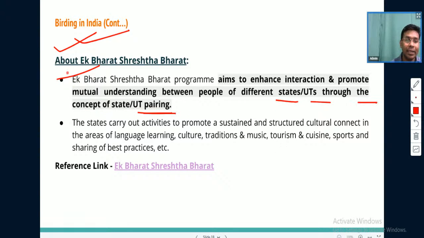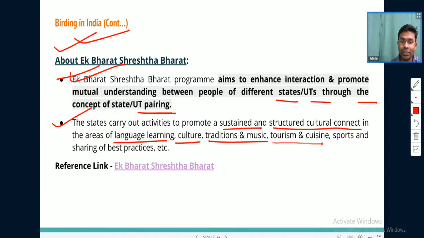Okay, so under Ek Bharat Shresth Bharat, they are trying to promote the interaction and mutual understanding between people of different states and union territories in India by pairing them. These states carry out activities to promote a sustained and structured cultural connect in areas of language learning, culture, tradition and music, tourism, cuisine, sports, and sharing of best practices, etc.